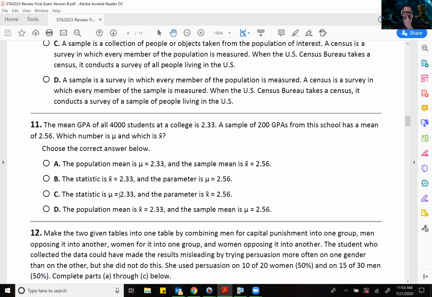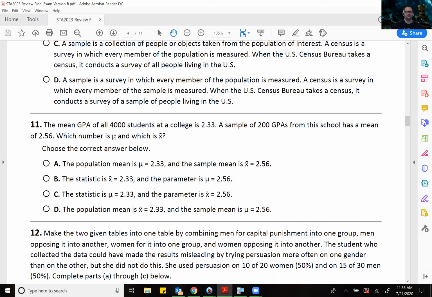So it says the mean GPA of 4,000 students at a college is 2.33. The sample of 20 GPAs from the school has a mean of 2.56. Which is mu and which is X bar? All right. So remember that Greek letters are for populations. Variables, English letters like X and things like that, are for samples.